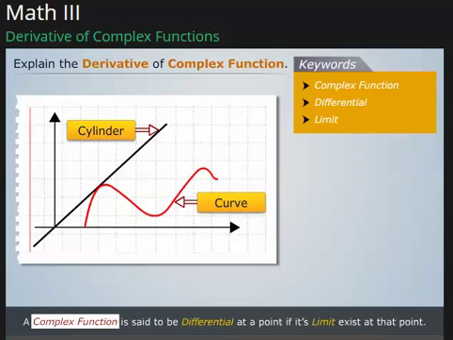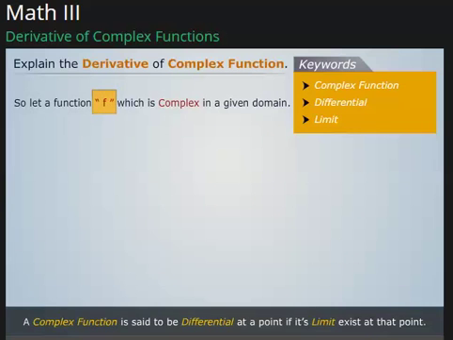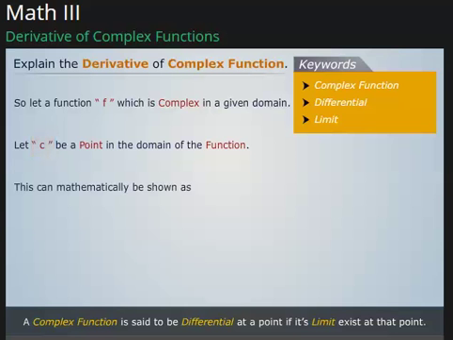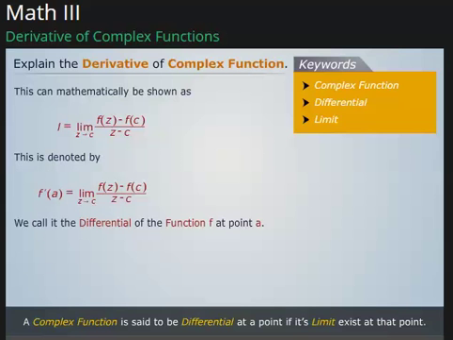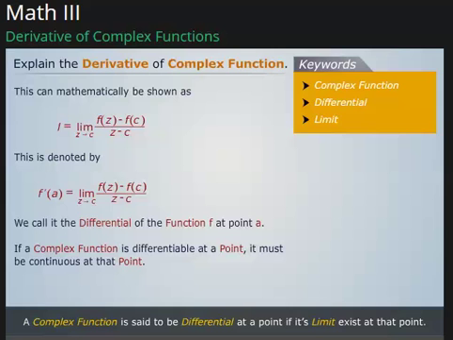A complex function is said to be differentiable at a point if its limit exists at that point. So let a function f be complex in a given domain, and let c be a point in the domain of the function. This can be mathematically shown as. This is denoted by. We call it the derivative of the function f at point a. If a complex function is differentiable at a point, it must be continuous at that point. But the opposite is not always true. Related terms are.